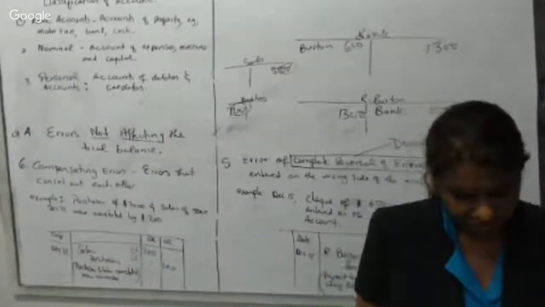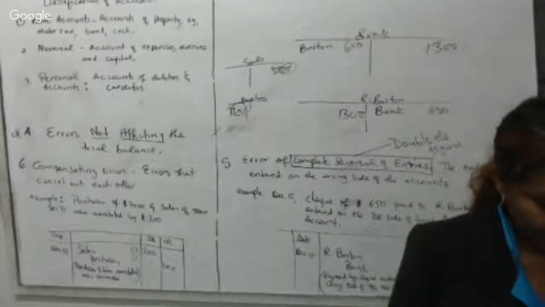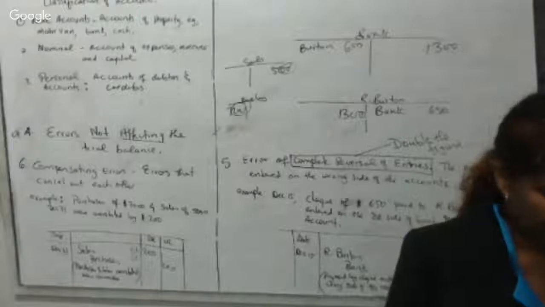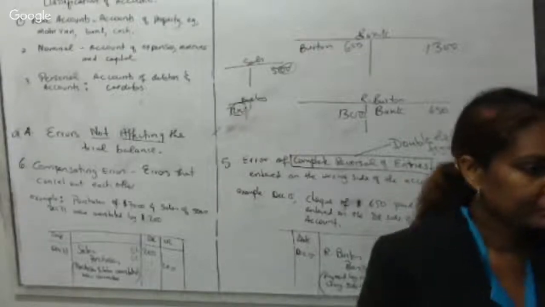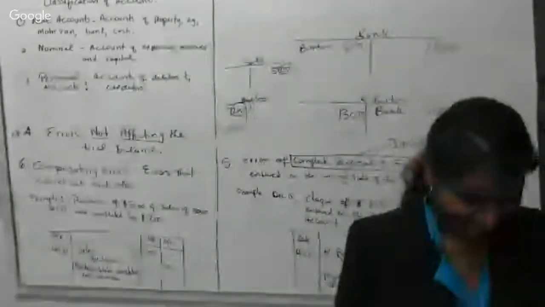Show the journal entries necessary to correct the following. Purchases of $6.99 on credit from K1 had been entered in H. Wood's account. What kind of error is that? EOC. Error of commission. Okay.